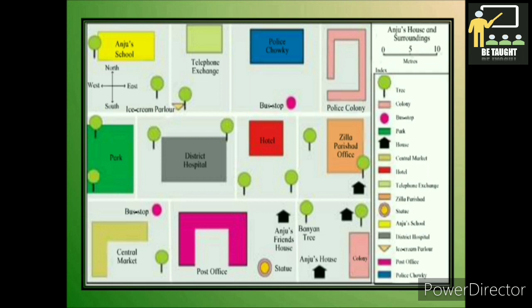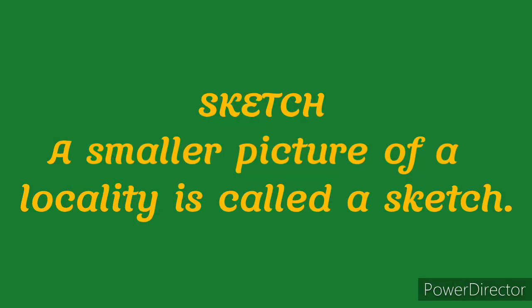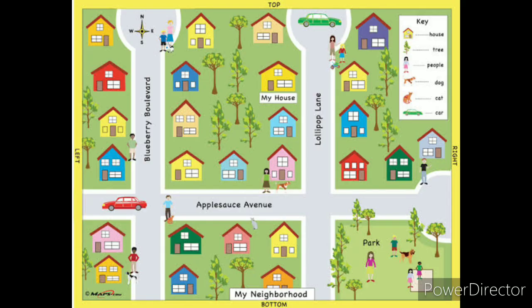Now, what these symbols represent is also mentioned against each of them. Here you can see the ice cream parlor, the house, the bus stop. So, different symbols are being used over here. So, a smaller picture of a locality is called a sketch. Now, a sketch can be turned into a map. But there are certain things to be included. Let us see what are they.